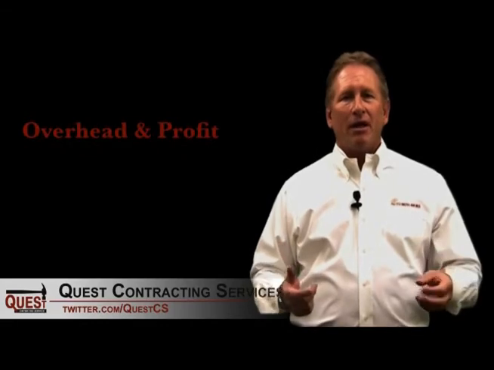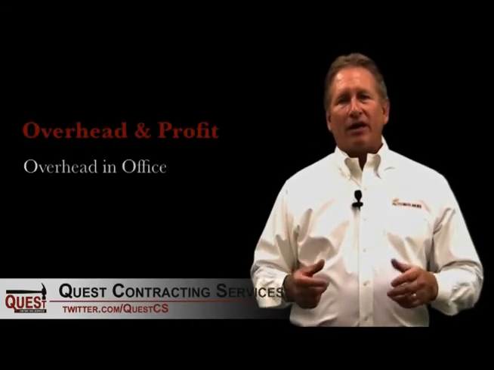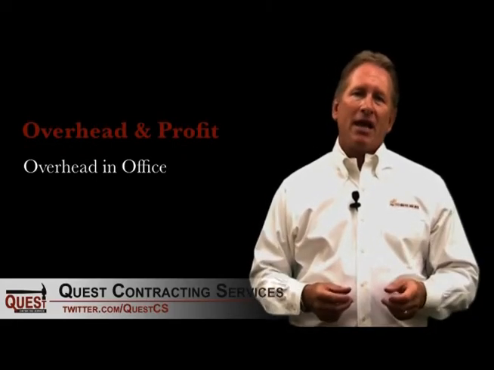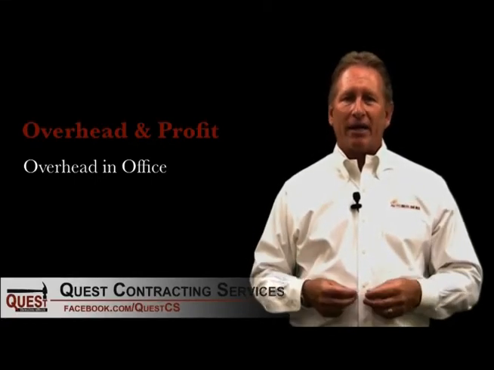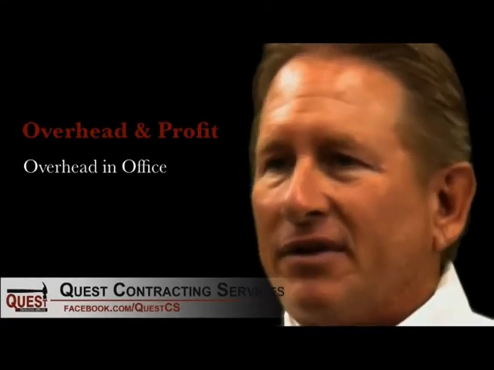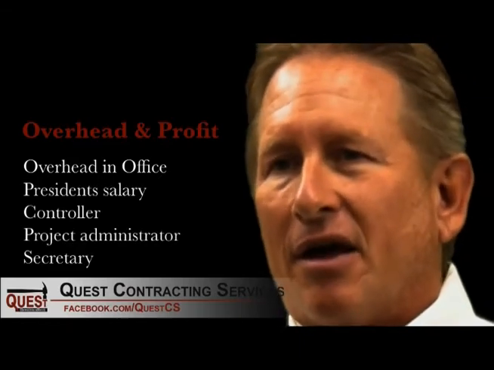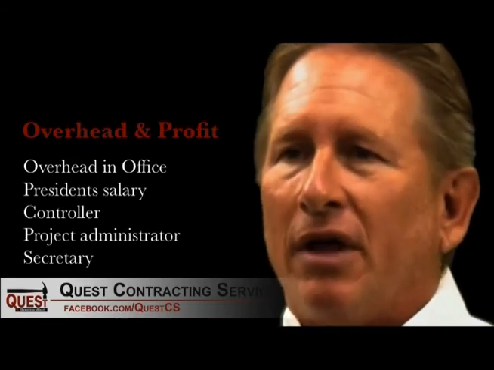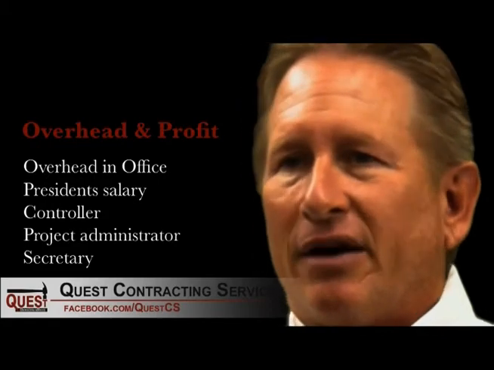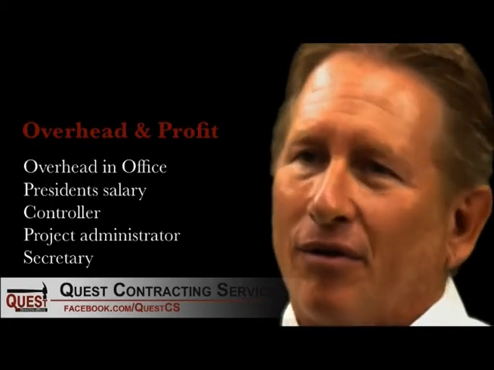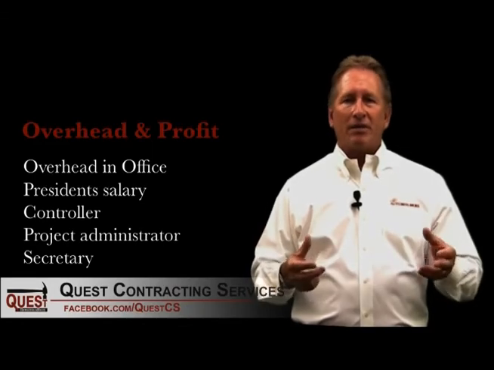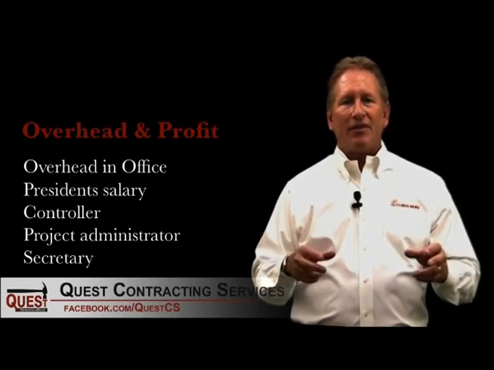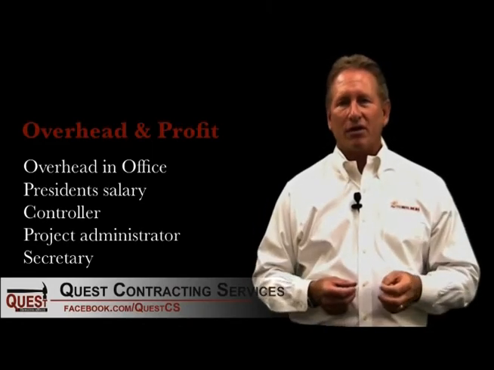The contractor's overhead and profit is simply the overhead that the contractor incurs in his home office and a percentage of profit combined in there that the contractor wants to make on the job. The overhead in the office is going to be the president of the company, the controller, the project administrators, the secretary, the rent. All those costs they consider overhead, and they include that as part of their percentage fee that they charge on the total construction costs.